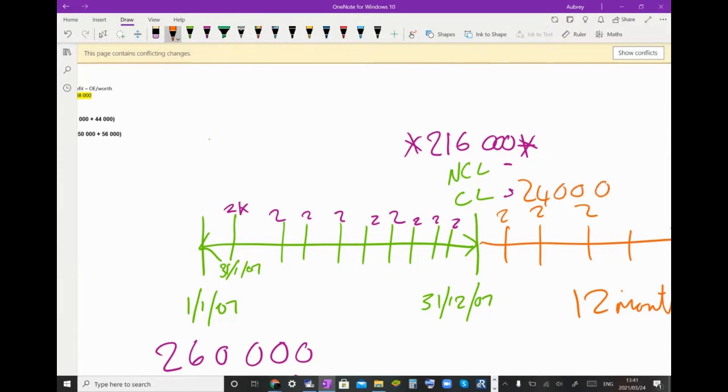And then how much of that is non-current? 192. Okay, and you add those two together, you're going to get this total of 216.